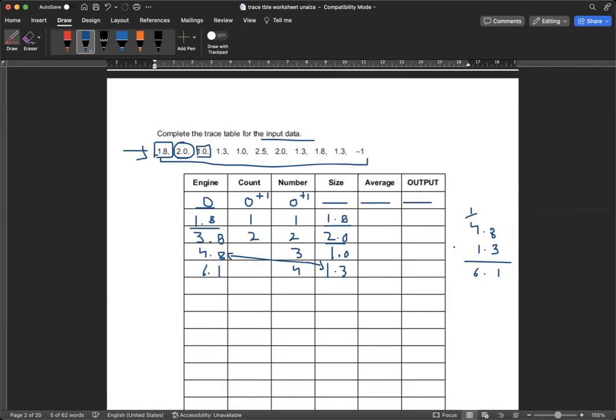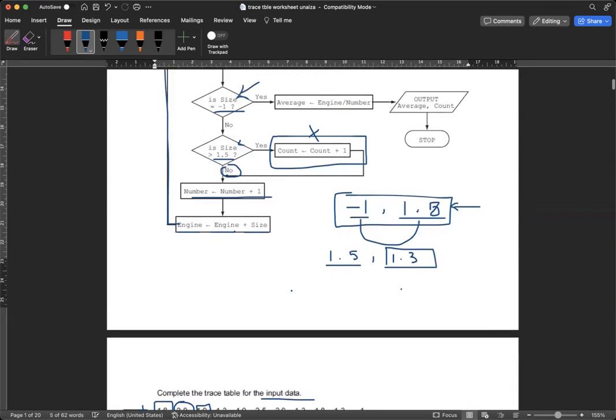Come on, man. Okay, now engine is done. What do we have to do next? Tell me.